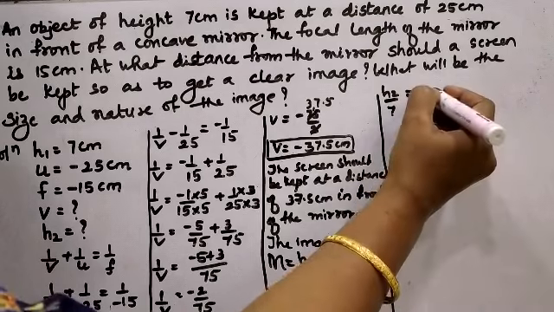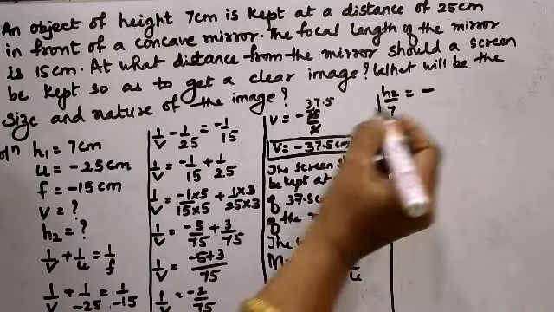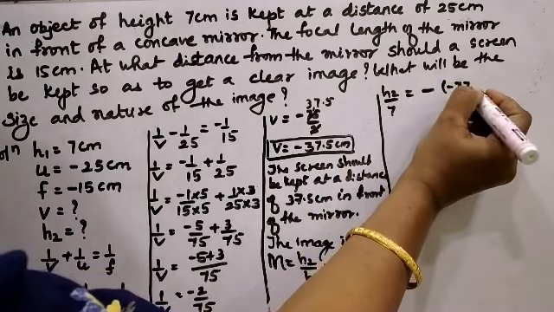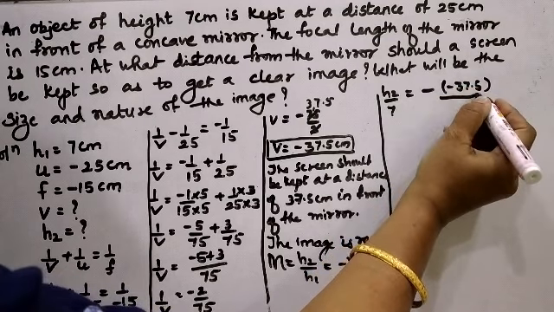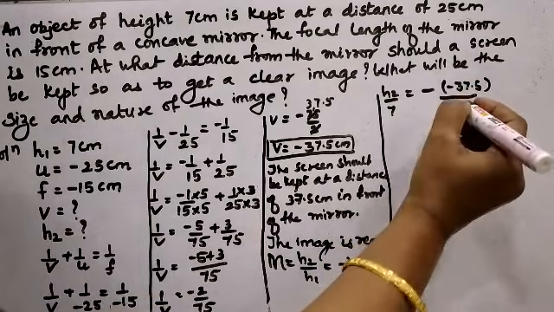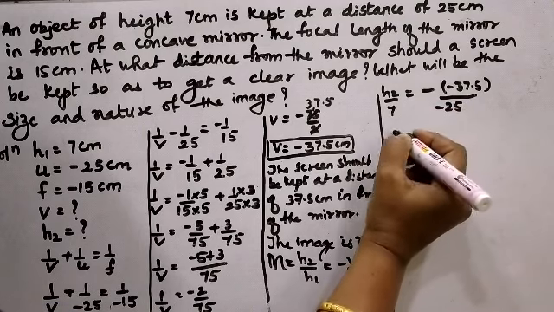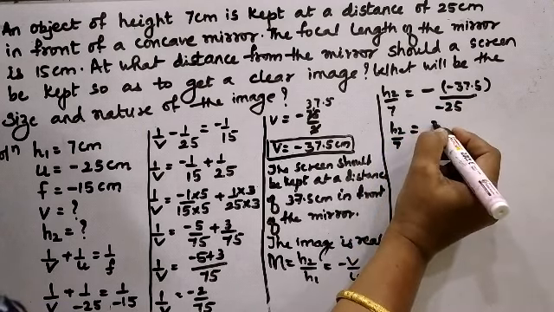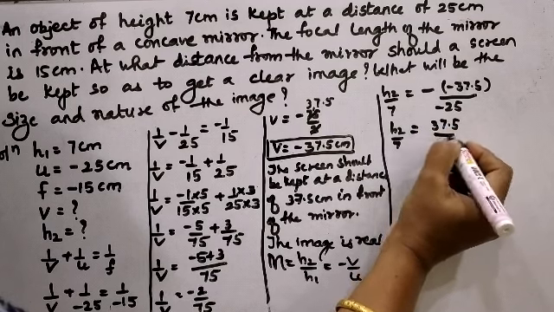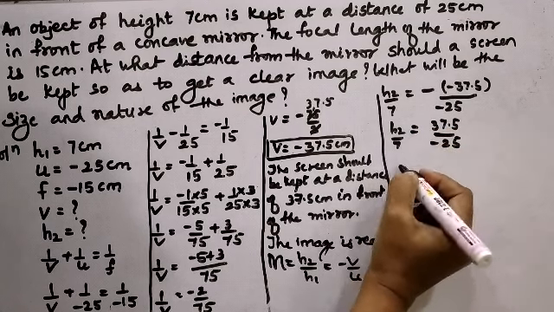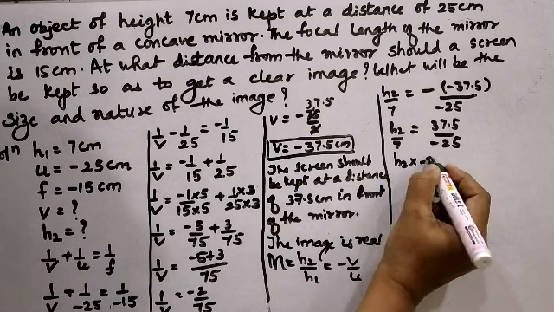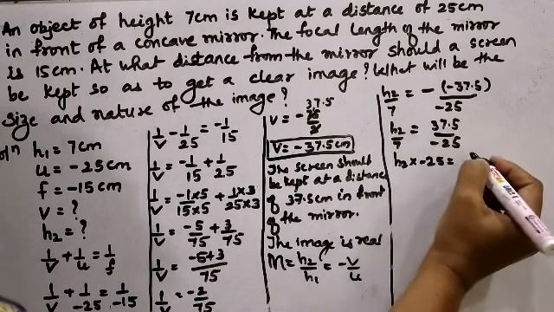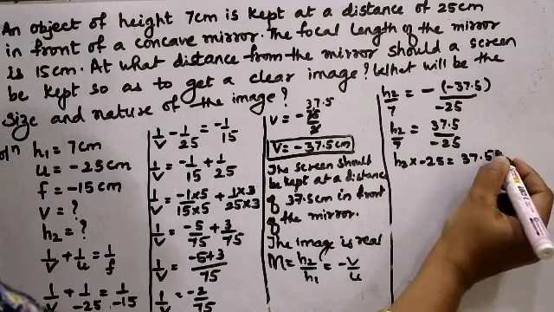is equal to minus, what is V? V is minus 37.5 upon U is minus 25. So H2 upon 7 is equal to minus into minus will be plus 37.5 upon minus 25. So H2 into minus 25 is equal to 37.5 into 7.